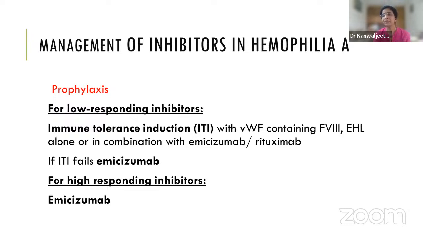So this is an immunosuppressant which will help in decreasing the titer of neutralizing antibodies. The guidelines say at least one trial of ITI should be given, and if it fails, the second option is emicizumab. And for high responding inhibitors, we come to emicizumab again. Emicizumab, as we know, is a mimetic drug which acts independent of factor VIII.